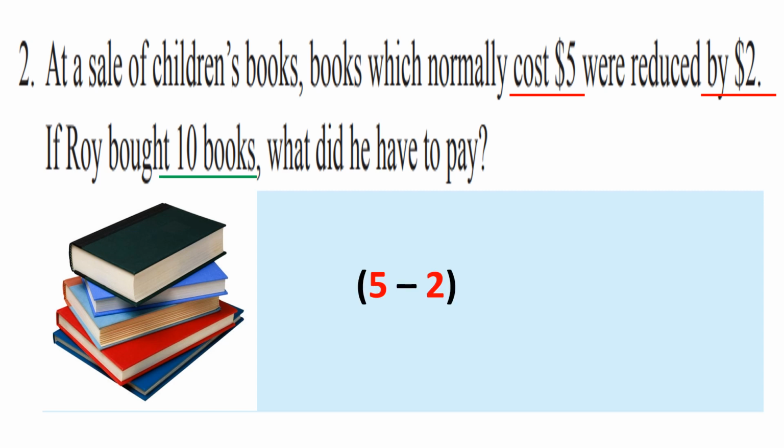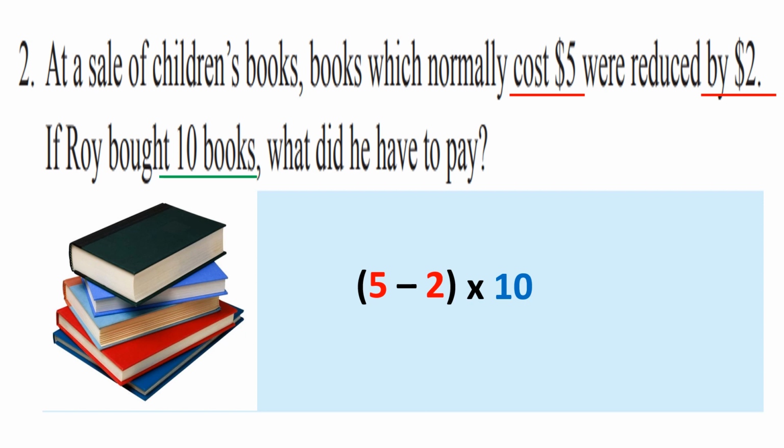Okay, first here, you make here 5 minus 2, this equation. Okay, 5 reduced by 2, 5 minus 2. Then if he will buy 10 books, the price is you multiply by 10 books. Then you get the answer.